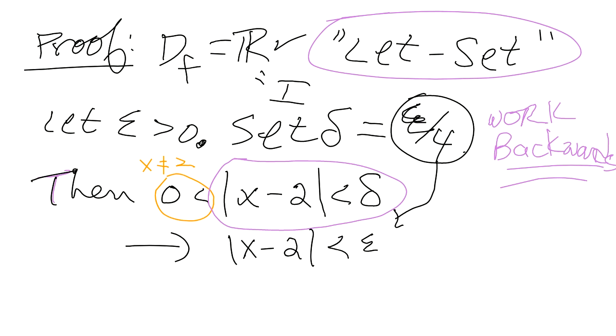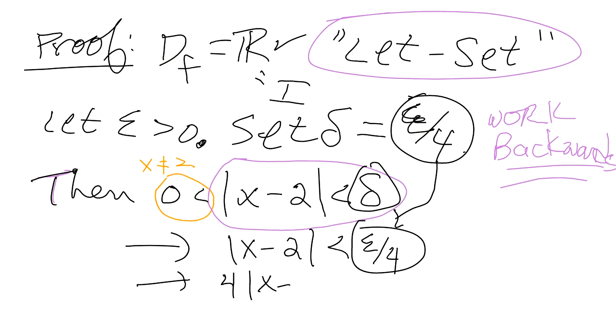So instead of delta, we have epsilon over 4. Does everybody see what I did? I just replaced delta with epsilon over 4, and now I can do my work backwards. So then what did we do? Let's get that 4 back over. This implies 4 times the absolute value of x minus 2 is less than epsilon.